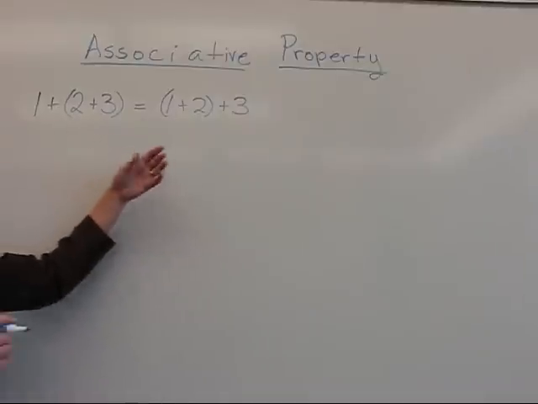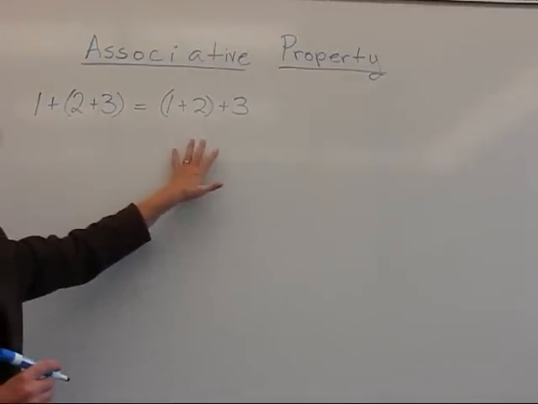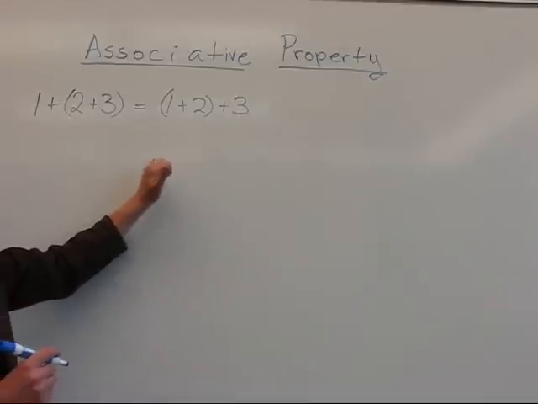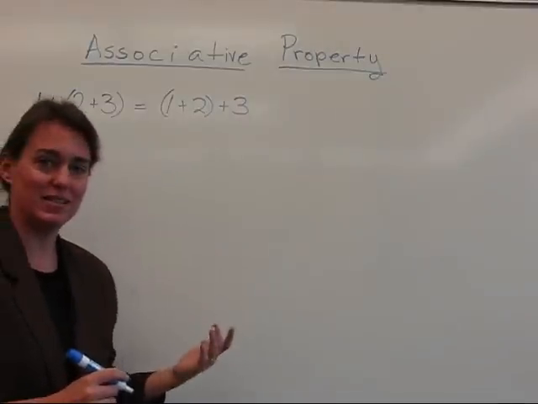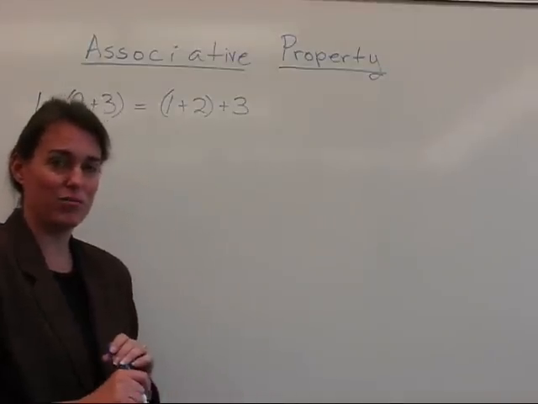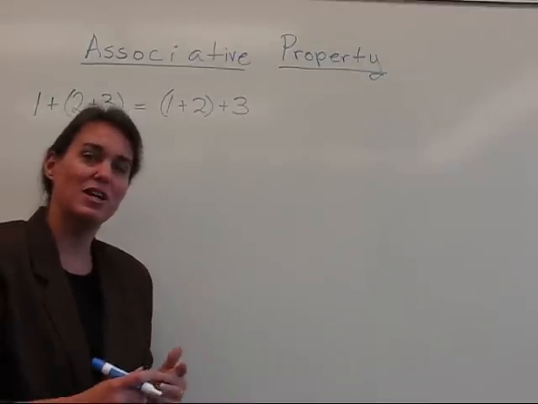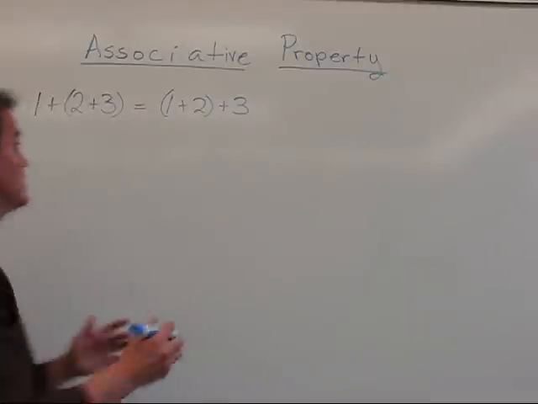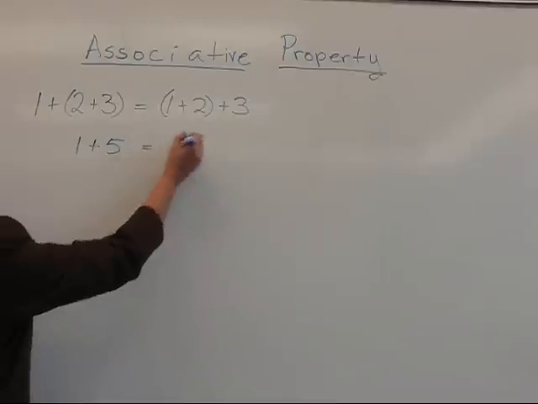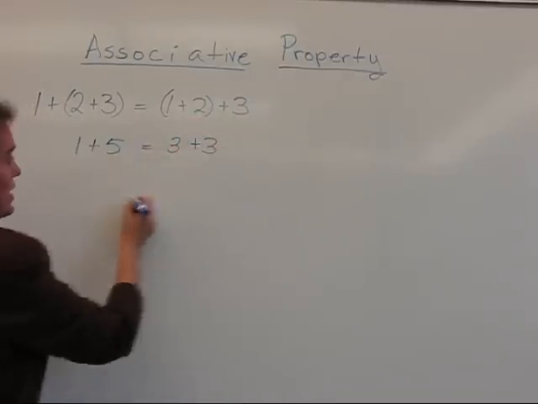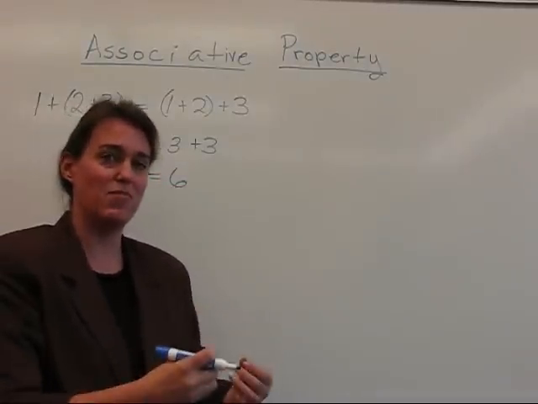On each side of this equation, I have the same numbers, and I've got addition all the way through, but I've grouped the numbers differently. The associative property tells us that the result is the same either way. Now, you might think, well, it's evident that it's the same because I have the same numbers and I'm adding all the way through. But the order of operations tells us that we need to do what is in parentheses first. So actually, these problems are worked in two different ways. Here we have 1 plus 5, since we need to do what's in parentheses first. On the other side, we have 3 plus 3, but either way, we get 6 is equal to 6. So both of these have the same value.